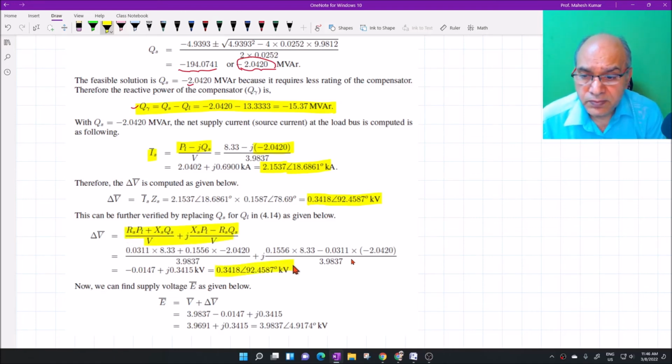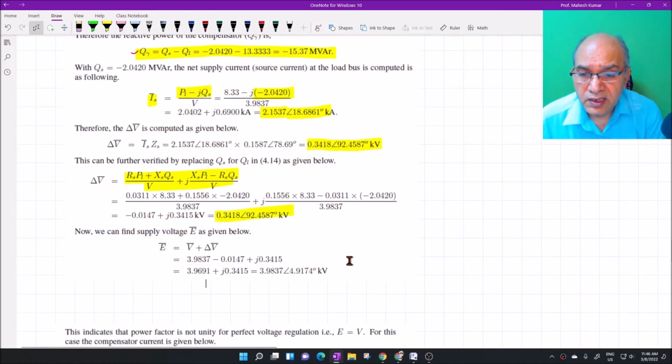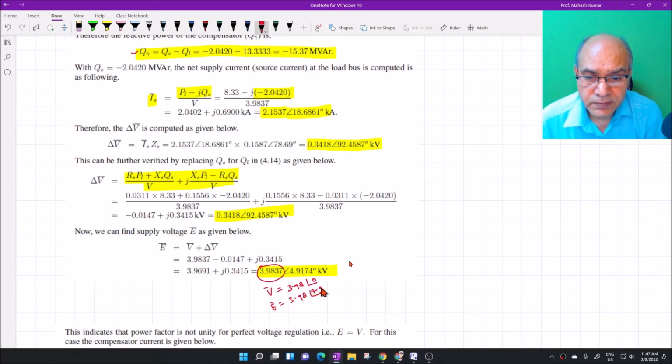Same as this, and the value of E is 3.98, 4.91 degree. So you see the voltage is same at both the buses. Obviously it has to be same. This voltage is same as B. But B angle is 0, 3.98, angle is 0. This E is 3.98, angle is 4.9.